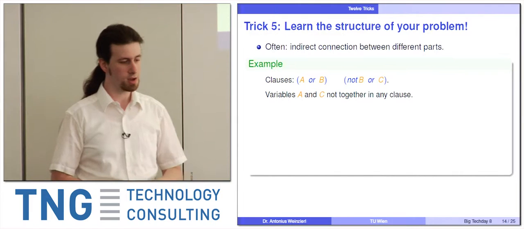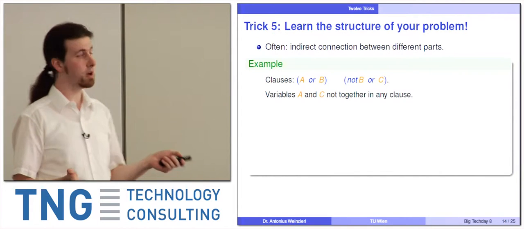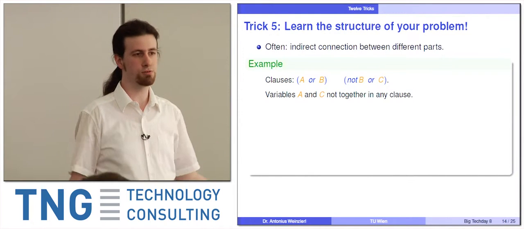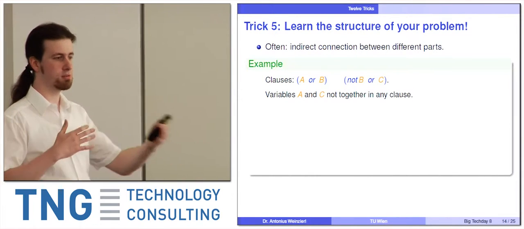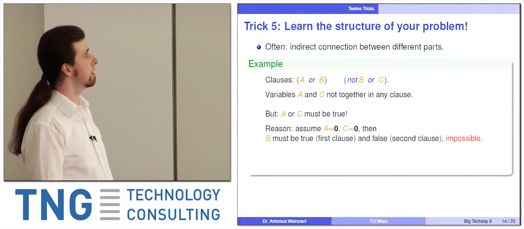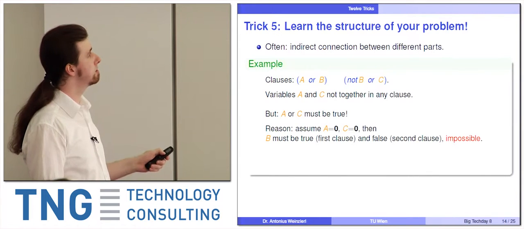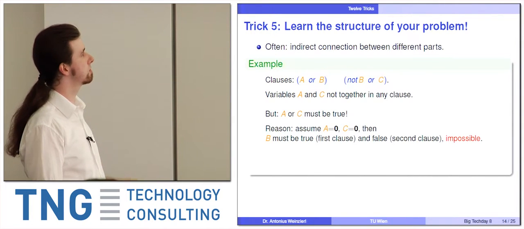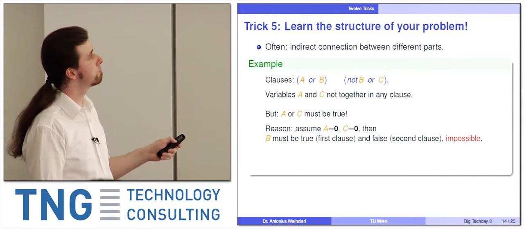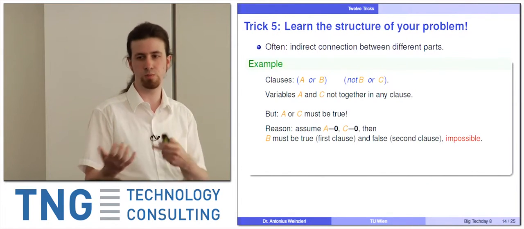So for example, here we have the clauses A or B and not B or C. So A and C do not occur in a clause together, so they seemingly are not related to each other. But there is a structural dependency between those two. Why? Well, via this B. In fact, it must be the case that A or C must be true. Why? Assume that A is false and C is false. Then A is false, this means that B must be true. C is also false, this means that not B must be true. So B must be true and false at the same time, which is not possible.